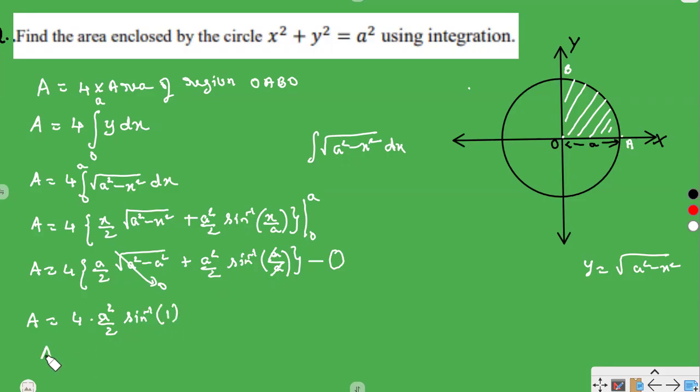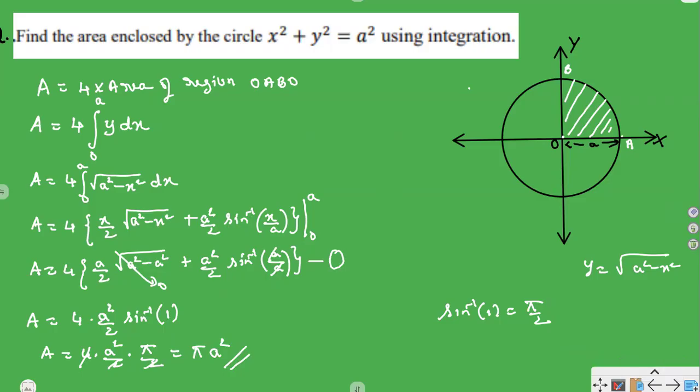So A equals 4 into a square by 2 sine inverse 1, which is 90 degrees, that we say pi by 2. So that is equal to pi a square. And this is the area of the circle with radius a.